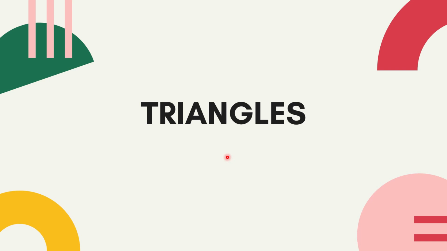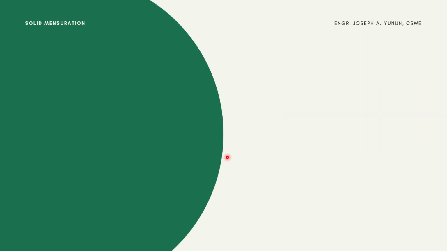of triangles according to their sides, and probably angles. Then we will be dealing with the altitude, median, and also the angle bisector, and some formulas regarding the area of the triangles. So let's proceed.